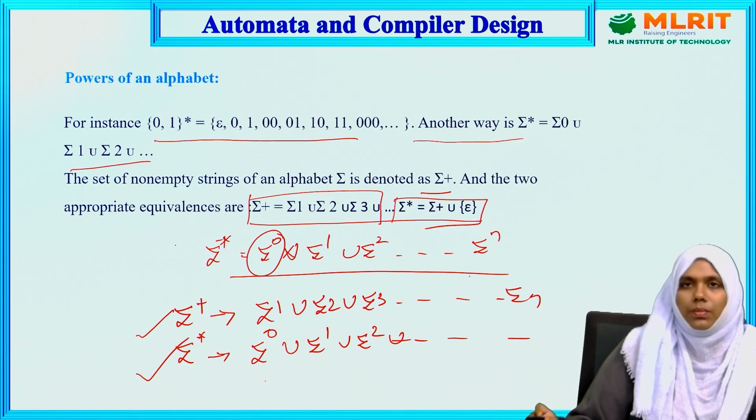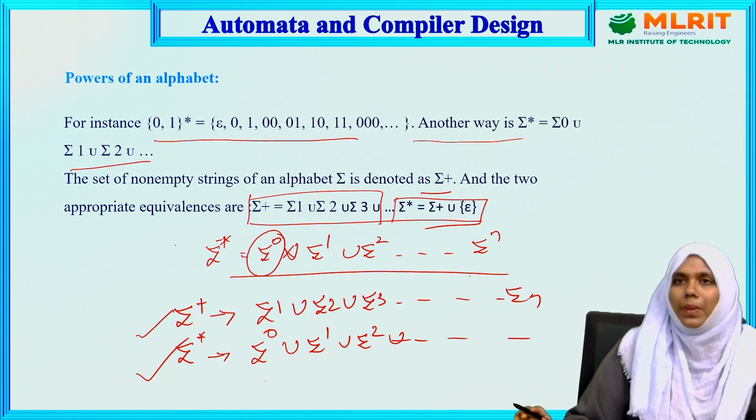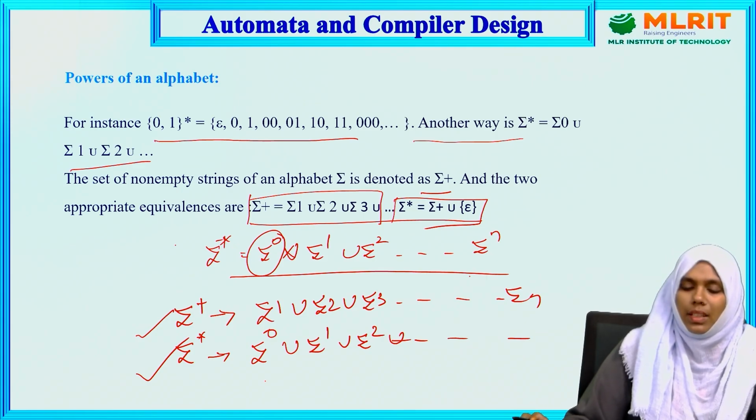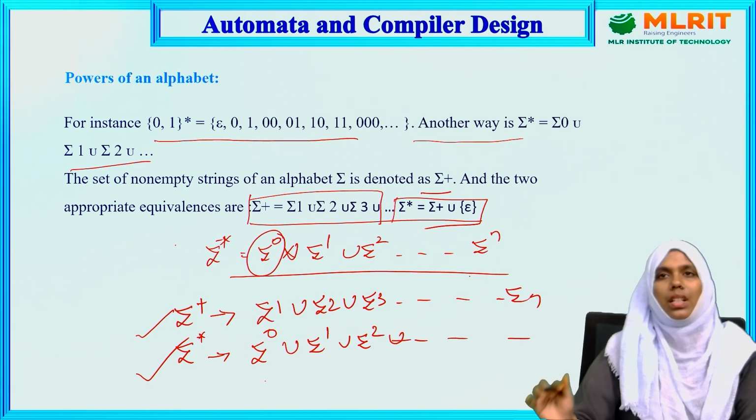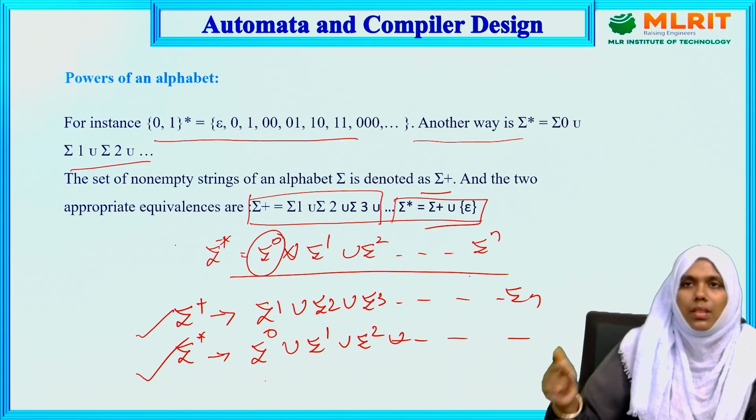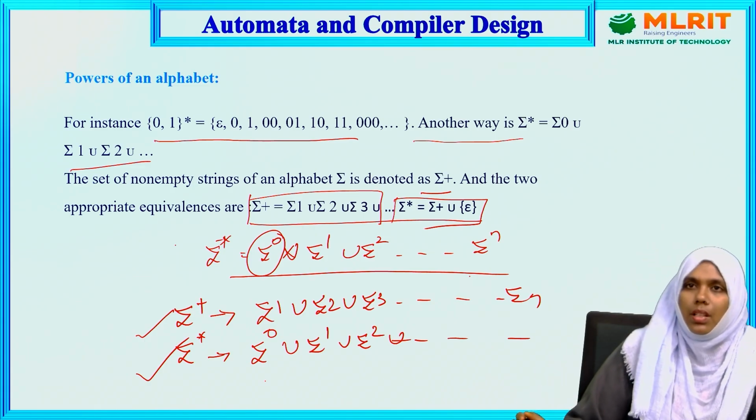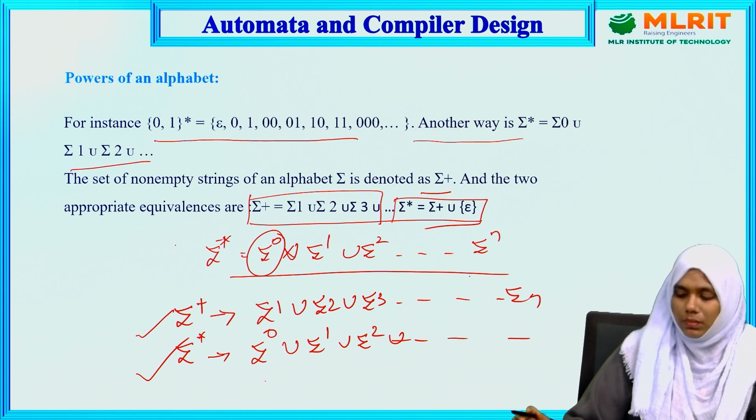That is known. So what is the difference here? In the positive closure, we do not include the null set. But in the same way, in the closure, that is the star closure, we include what? We include the 0 also, that is nothing but the null string also.